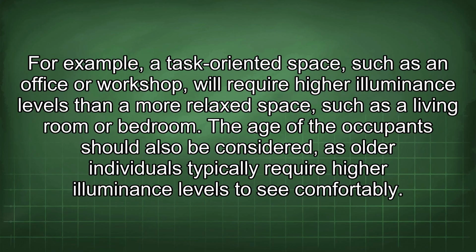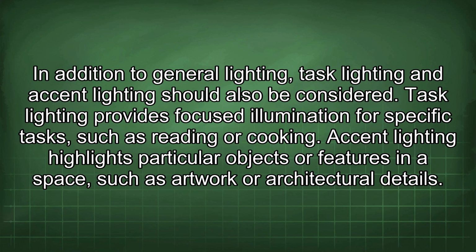The age of the occupant should also be considered, as older individuals typically require higher illuminance levels to see comfortably. In addition to general lighting, task lighting and accent lighting should also be considered. Task lighting provides focused illumination for specific tasks, such as reading or cooking. Accent lighting highlights particular objects or features in a space, such as artwork or architectural details.